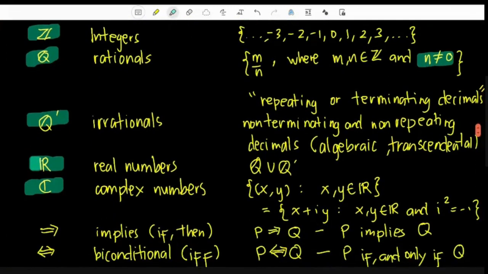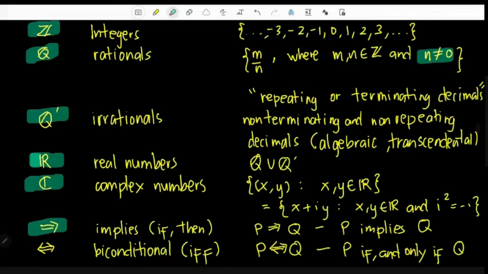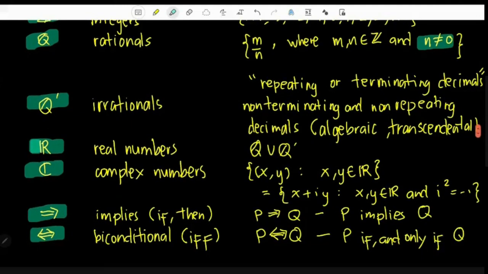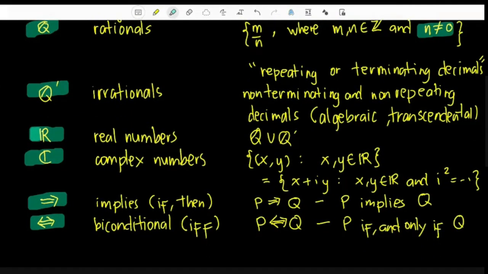That's the same set. Okay, logical notation, when you say a double arrow, that means implies or if-then statement. So for example, P double arrow Q is P implies Q. Now, the double-headed double arrow, that's biconditional or if and only if. So if you see P biconditional Q, that means P if and only if Q. So in logic, that means P implies Q and Q implies P.